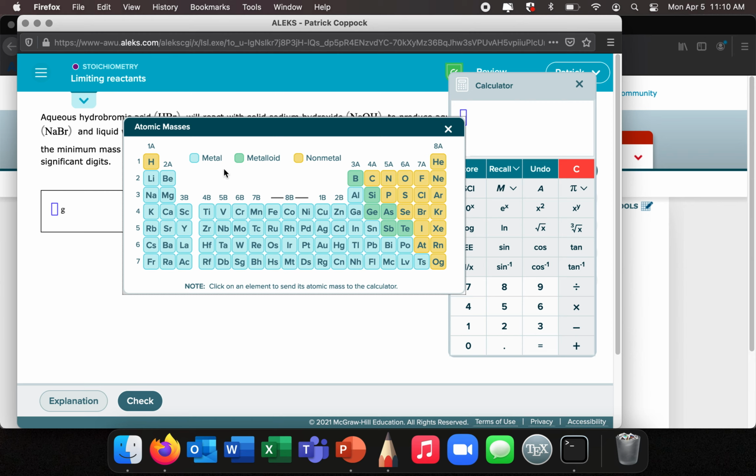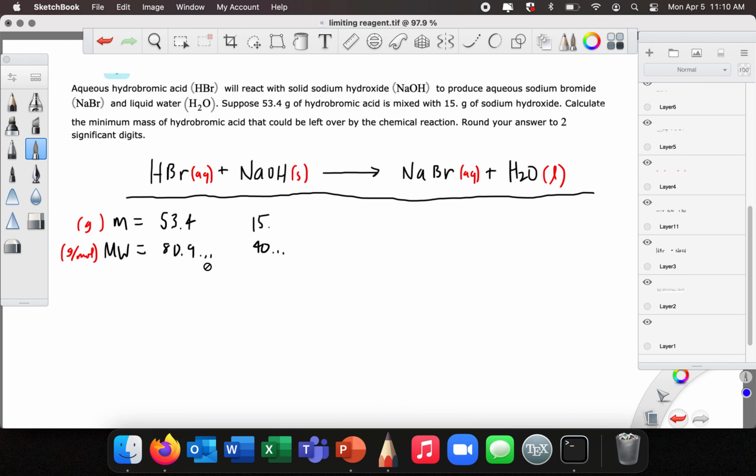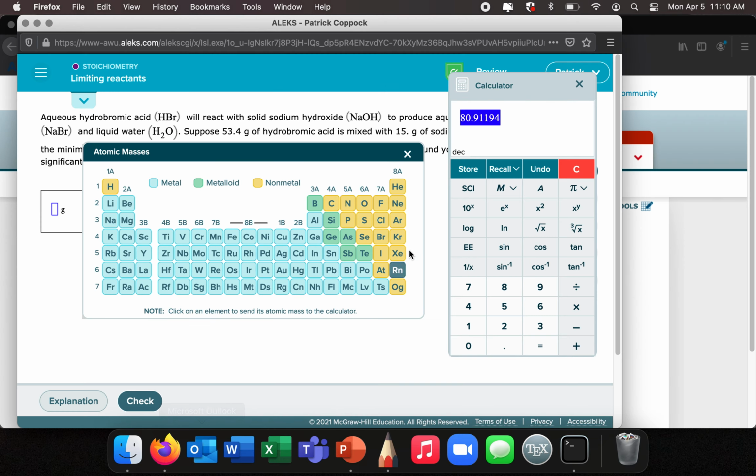HBr is going to be H plus bromine equals 80.9. And you see we put that there. I put the dot, dot, dot to remind myself it's in my calculator. All right, let's come back over here. Store. Is it there? Yep. Okay, let's clear that out. And the other one is sodium hydroxide, which is sodium plus oxygen plus hydrogen equals store. Okay, so those are both in my calculator now. All right, clear those out.